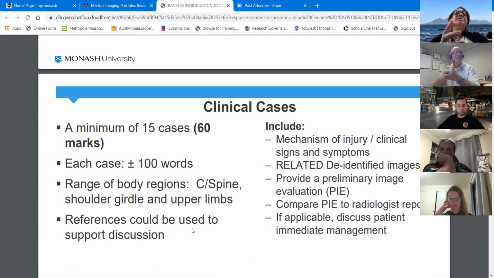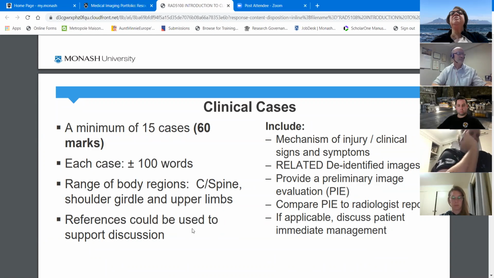So the overall marks is 60. Each case is more or less 100 words, as I said, and you should cover the cervical spine, the shoulder, and the upper limbs. You can provide references to support some of your discussion. And what you need to include in the cases is the clinical indication. So if there's something about the mechanism of injury, that should be included. And then to include de-identified images. So it could be 1 or 2. You don't need to include 10. Keep it as limited as possible to about 3 or 4.